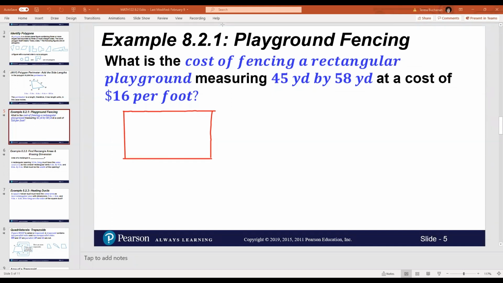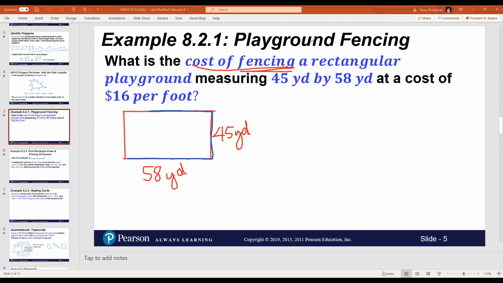All right. So the first thing that you might be careful about here is realizing, and of course you should make the sketch. You absolutely should make a drawing. 58 yards. So the first thing to think about is, again, that if we're fencing something, are we talking about area or are we talking about perimeter? Well, we have to be talking about the distance around the playground, right? This is perimeter, the distance around the playground.